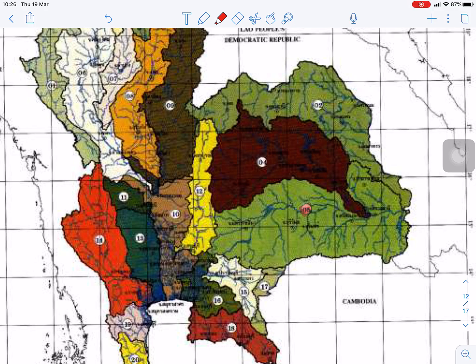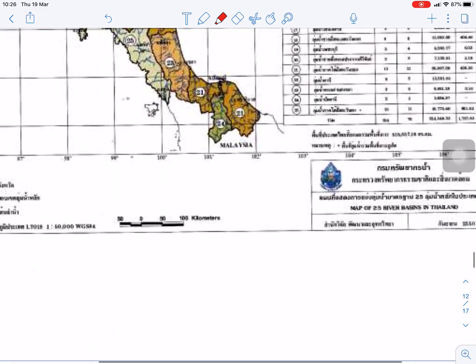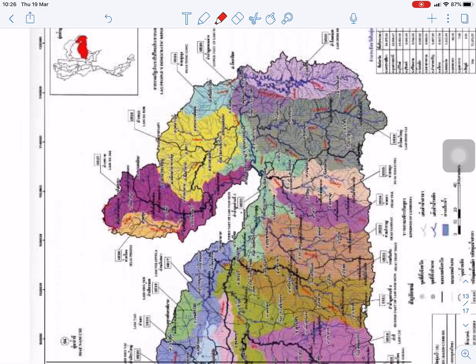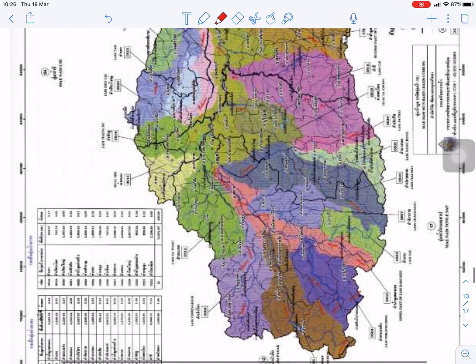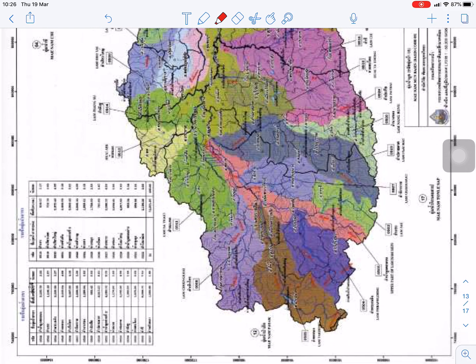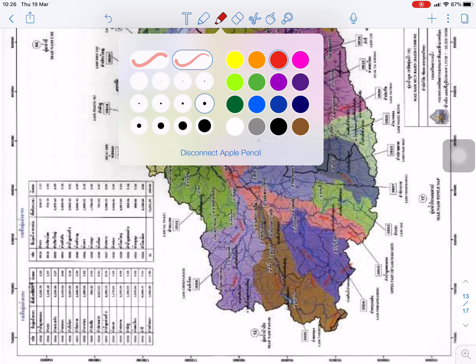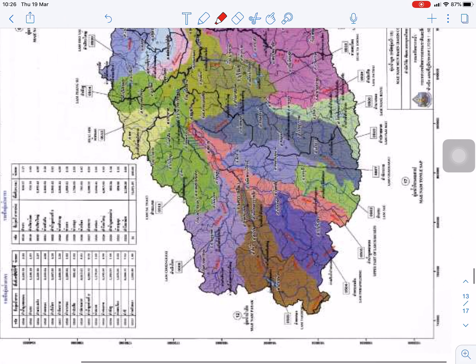This is Nakhon Ratchasima province, and we enlarge the Moon River. You can look at the next figure for the Moon River. This one is for the Moon River. And we can look at this. This is Lampakong River, where we are, located on the upstream of the Moon River.